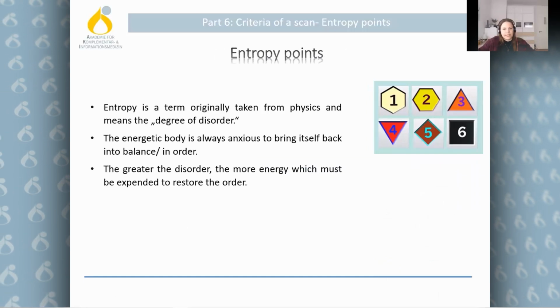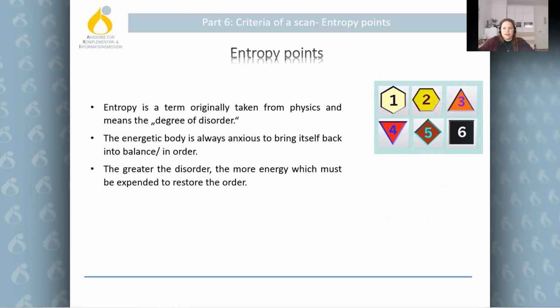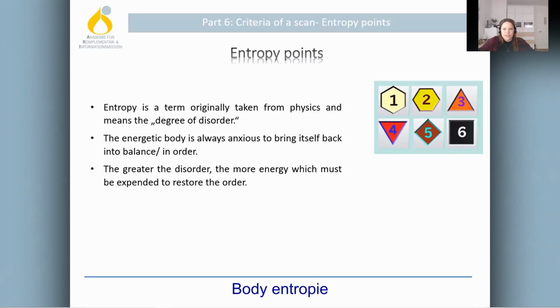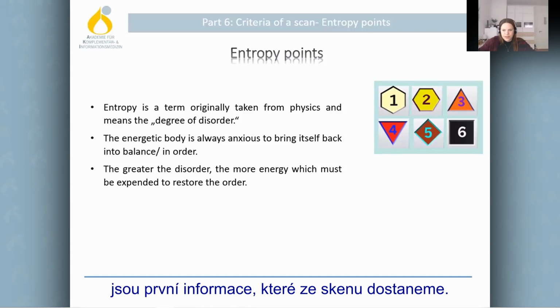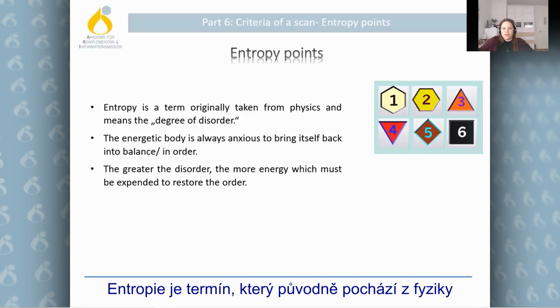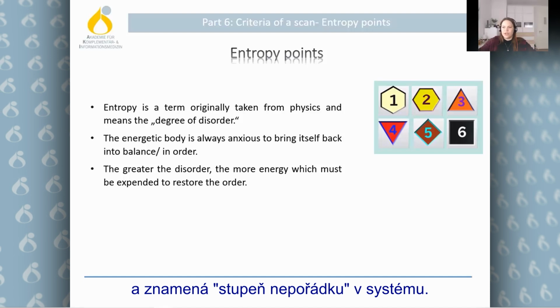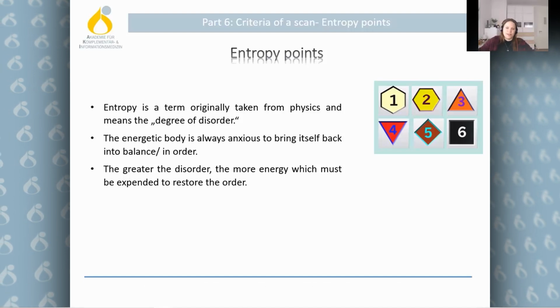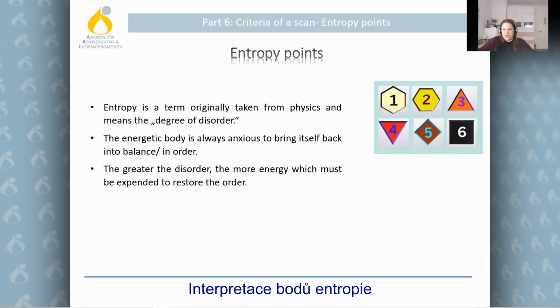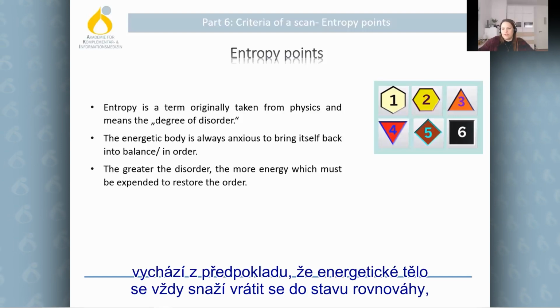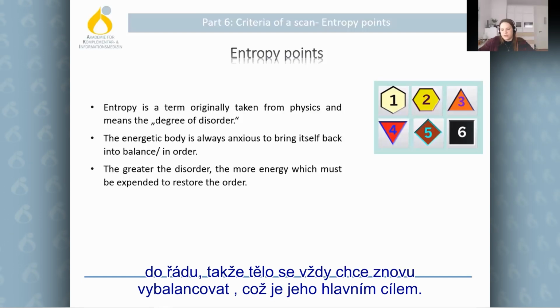Okay, the entropy points, let's start with them. The entropy points are, together with the curved graph, the first information we get from the scan. Entropy is a term originally adopted from physics and refers to the degree of disorder in a system. For the interpretation of the entropy points, we start from the premise that the energetic body always strives to bring itself back into balance, so into order.